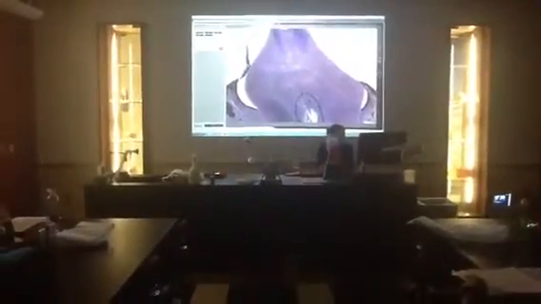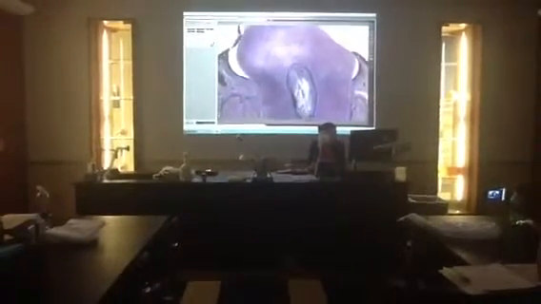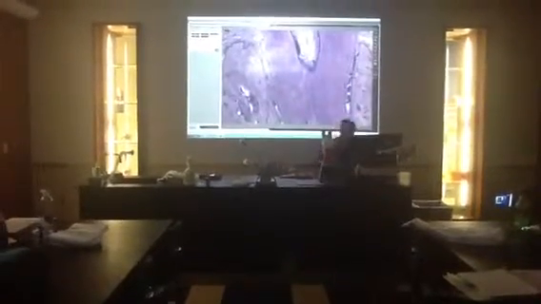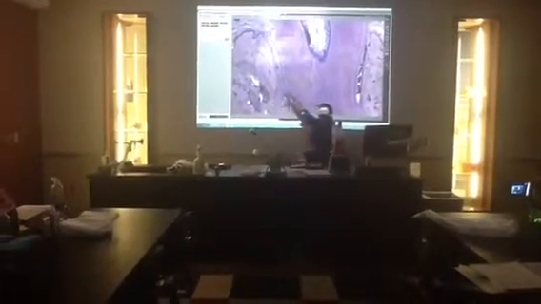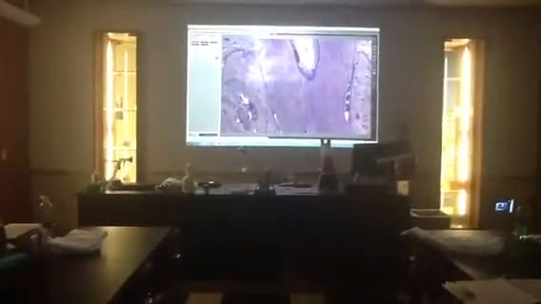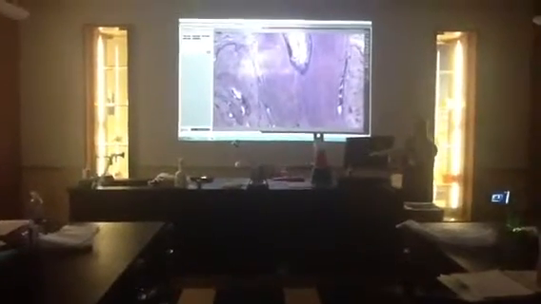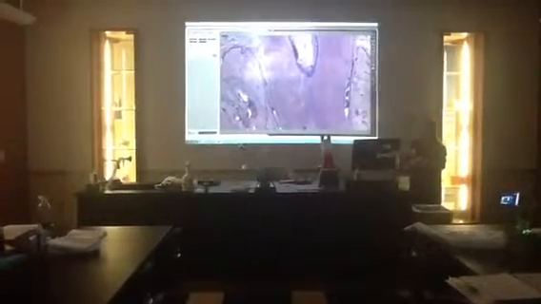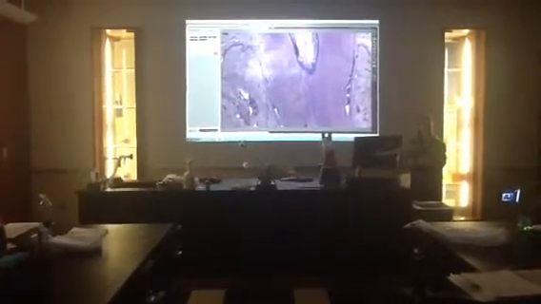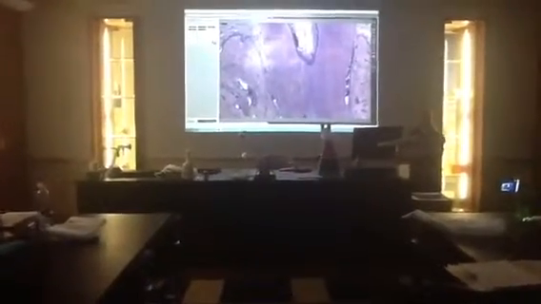Gum line, neck. When we get to the bone, and this is the bone, then we're in the root. So there's three areas: the crown, the neck, and the root. We're in the socket, that's the root part. Gum line, neck, above that, crown.